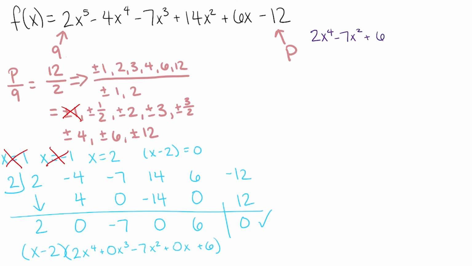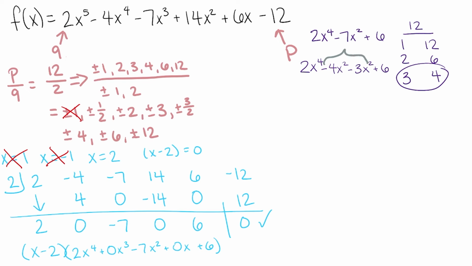Now this is structured just like our quadratic function, which means we can factor this the exact same way. So we'll take our a and our c, multiply those together, which will get 2 times 6, which is 12. And the factors of 12 are 1 and 12, 2 and 6, and 3 and 4. So in order to get 7, we need 3 and 4. So we can rewrite our polynomial as 2x to the 4th minus 4x squared minus 3x squared plus 6, and negative 4x squared minus 3x squared make up negative 7x squared.